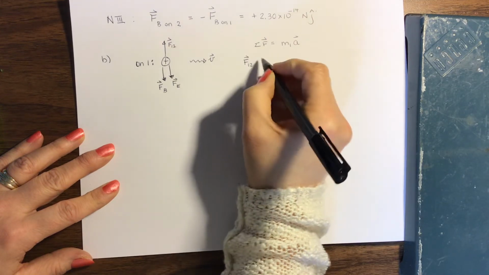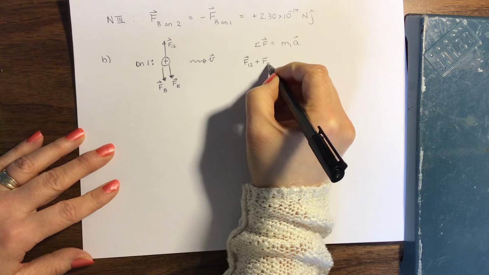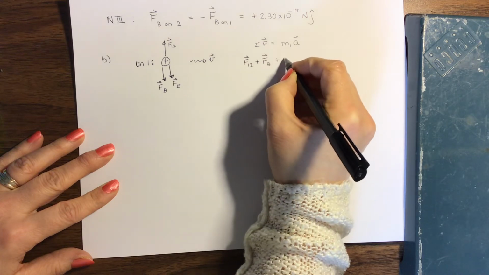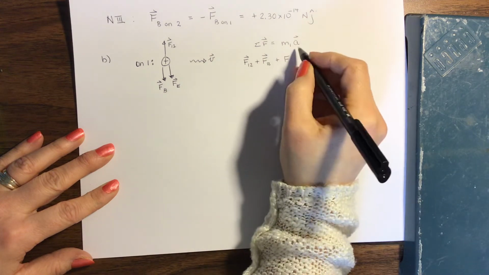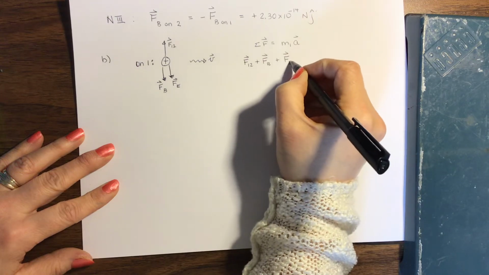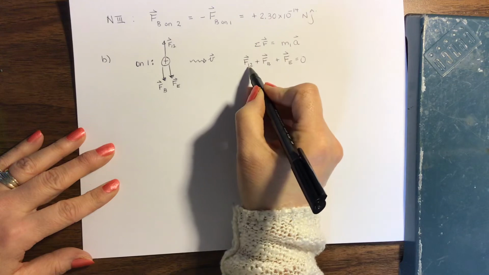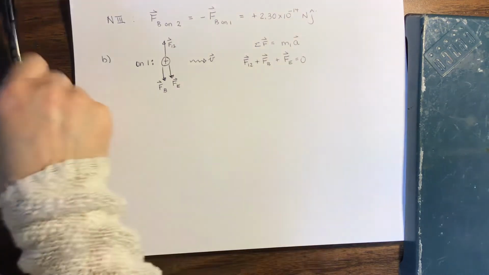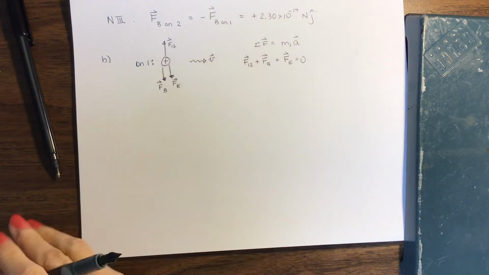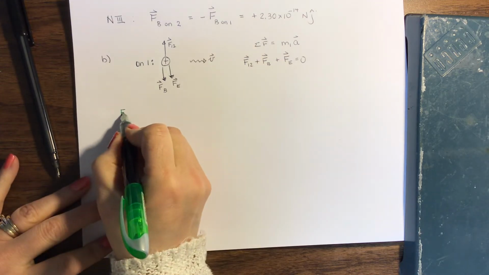So the electric force between them plus the magnetic force between them plus the force due to the electric field, they all have to sum to 0. So my force between them, F12, why don't I find that off on the side? So F12.